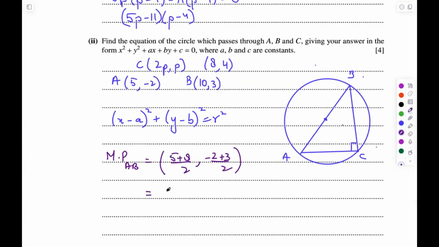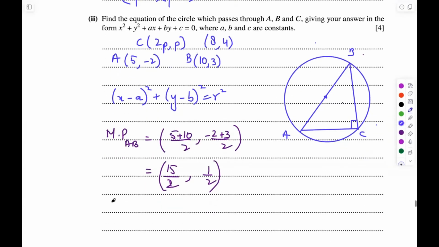5 plus 10 is 15, so we'll get 15 upon 2, comma 1 upon 2, which will be the coordinates of the center of the circle. Now to find the radius, we can find the distance AB and divide it by 2.